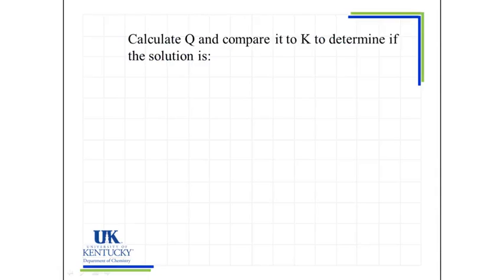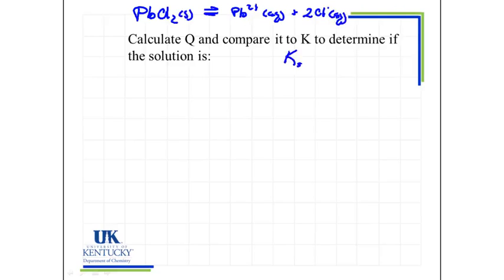So if you calculate a Q for a solution, you can compare it to K and determine what state that insoluble salt is in. So let's say, for example, we've got the insoluble salt of lead chloride. And we know that this is the equilibrium process that we would consider. We know that K, which we call KSP, would be the concentration of lead times the concentration of chloride squared.